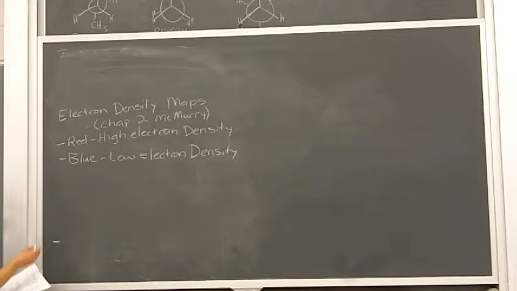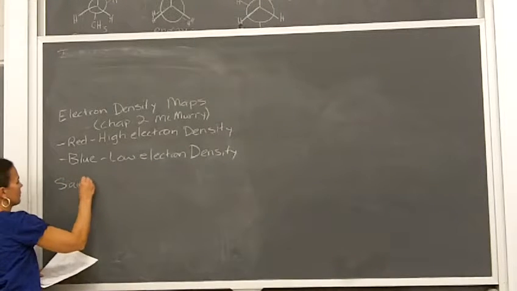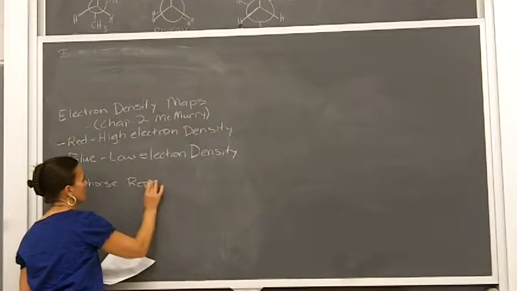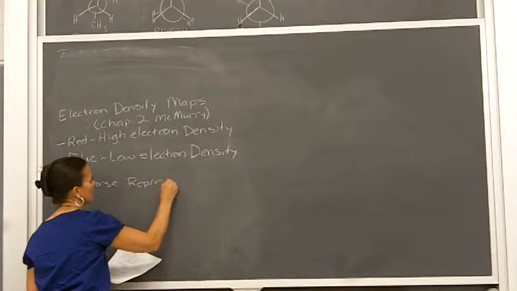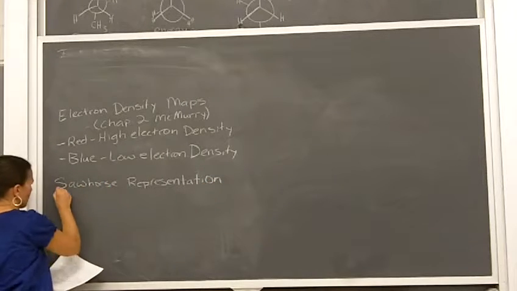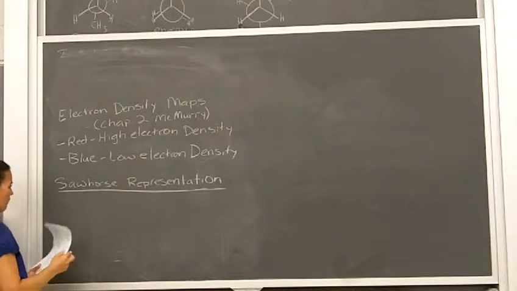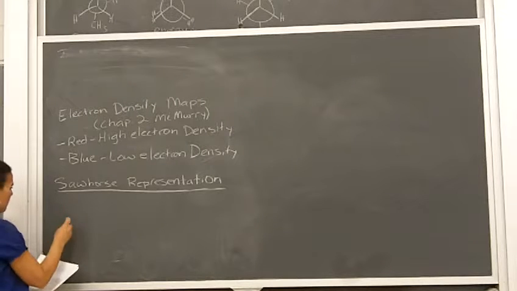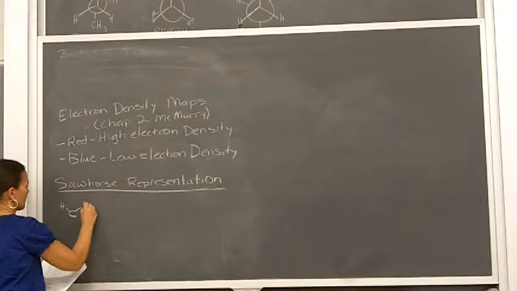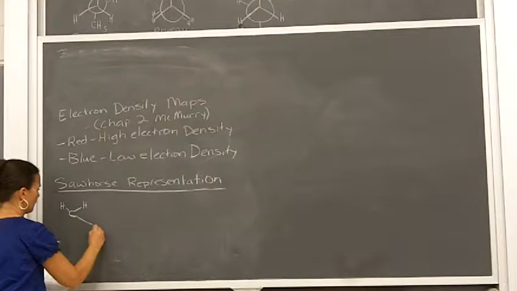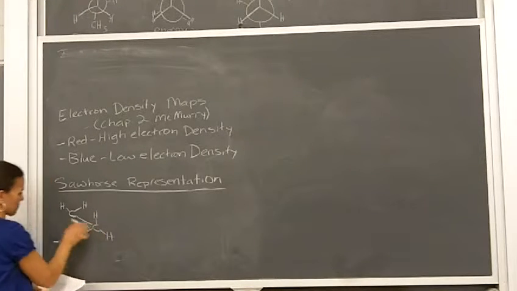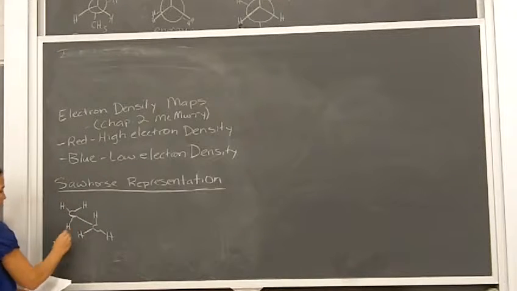Another thing to be familiar with is what is called the Sawhorse Representation. So we've looked at Newman projections, now we'll look at Sawhorse representations. So this is a way of looking at a molecule with just basically looking at its backbone, okay? So if we have something like this for ethane, it's a way to look down a bond, but it's a different perspective than looking at a Newman projection, okay?